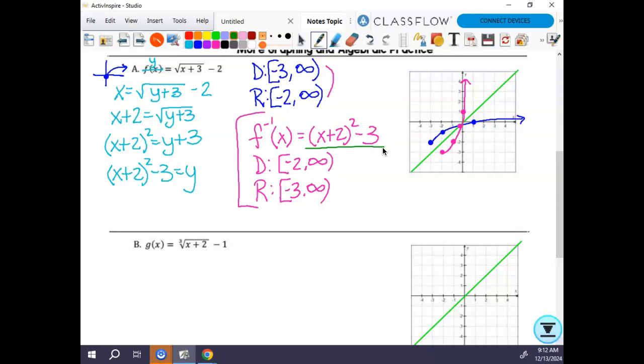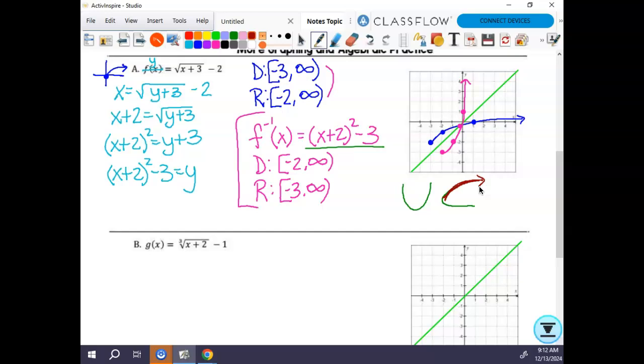Does that pink thing look like a parabola? No, it does not. Because remember, if I have a parabola and I take the inverse, it looks like this, and that's not a function. But this part is. This part is, and that's why the square root function looks like it does.